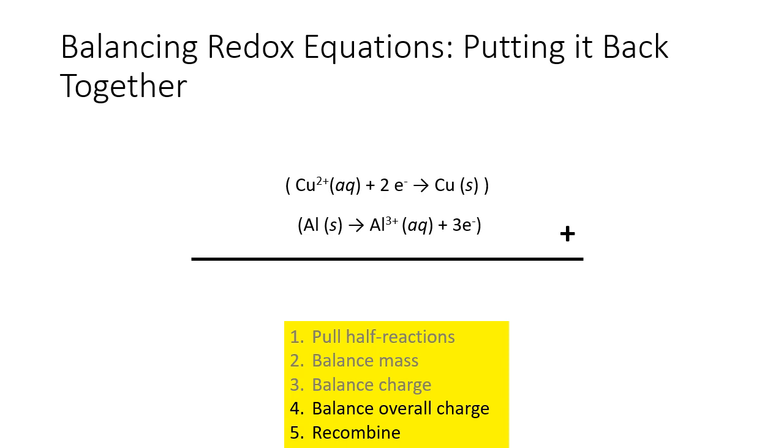In this case, our numbers are 2 and 3. They're both prime numbers. So when they're both prime numbers, we just cross multiply. So the entire copper reaction gets multiplied by 3. The entire aluminum reaction is multiplied by 2. That gives us 6 electrons on both sides of the reaction, so the electrons will cancel out. So we add these equations together, reactant side to reactant side, product side to product side, and there we go. We have our balanced redox reaction.